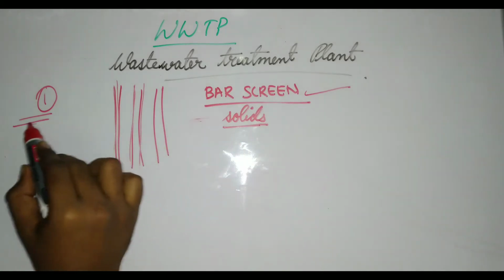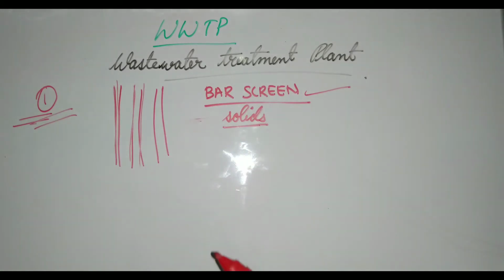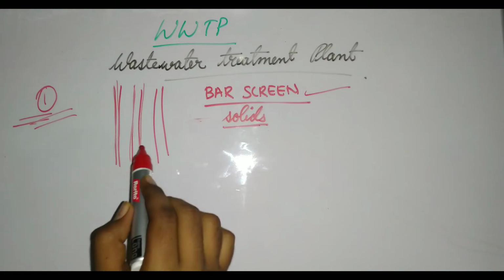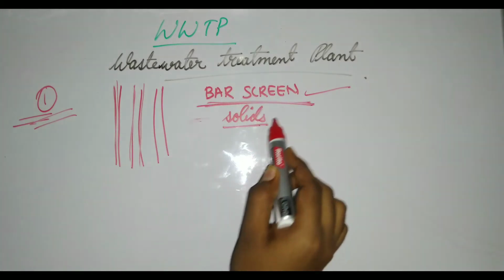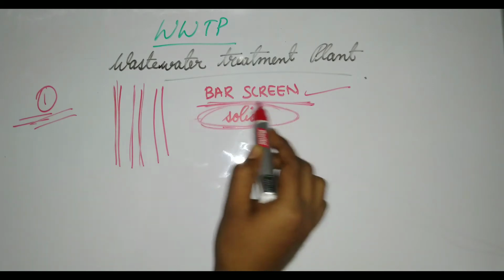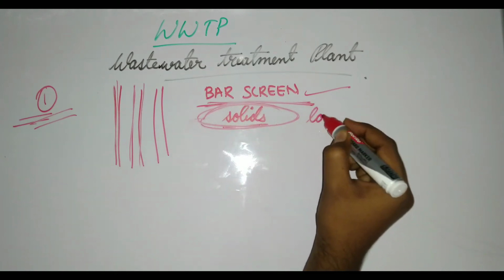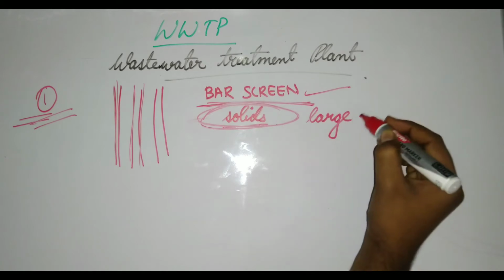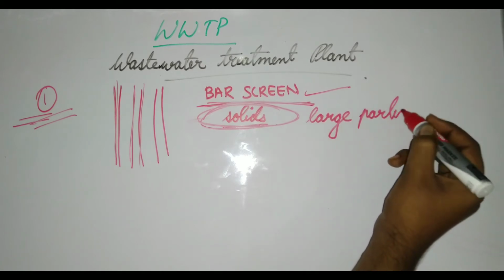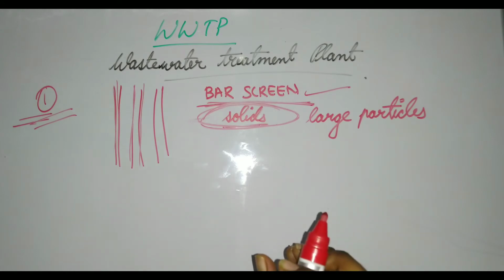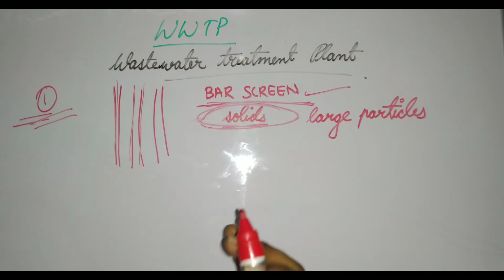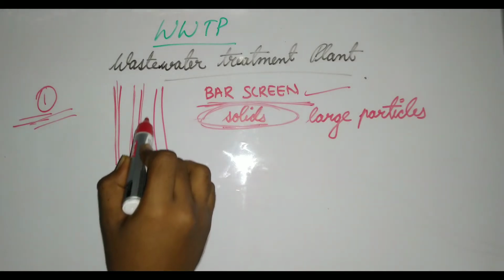This is the first step you need to remember. The wastewater is passed through the bar screen. What is the function of the bar screen? It blocks all the solid or large particles. Large particles are stopped by the bar screen, so it allows water but stops the large particles, which cannot pass through the bar screen.